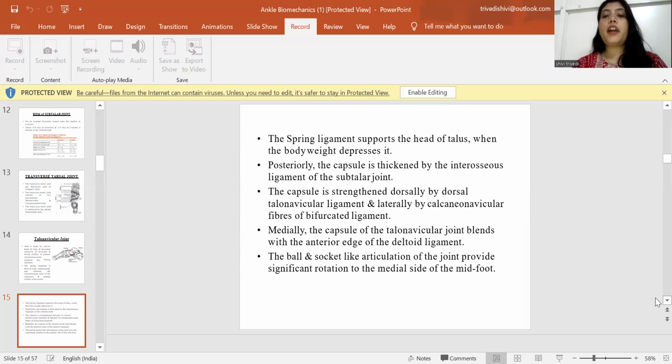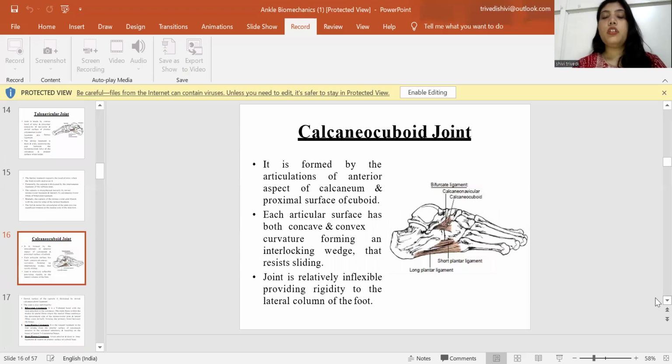The ball and socket-like articulation of the joint provides significant rotation to the medial side of the midfoot. The calcaneocuboid joint is formed by the articulation of the anterior aspect of the calcaneum and the proximal surface of the cuboid. Each articular surface has both concave and convex curvature, forming an interlocking wedge that resists sliding.